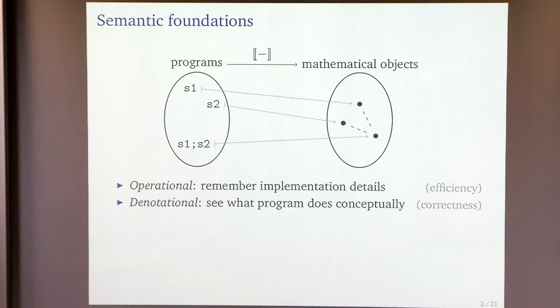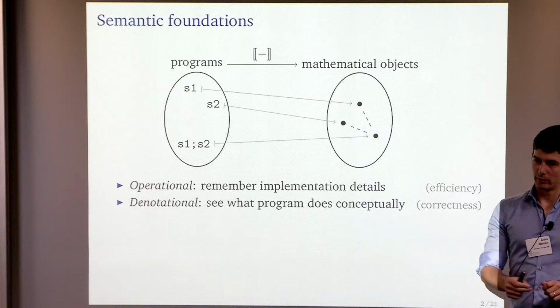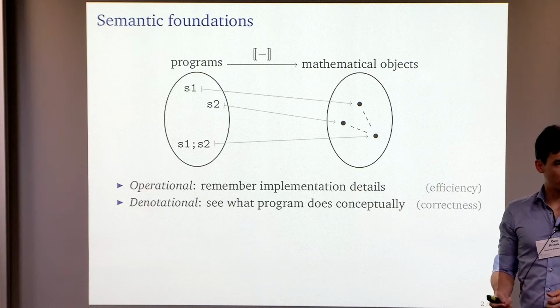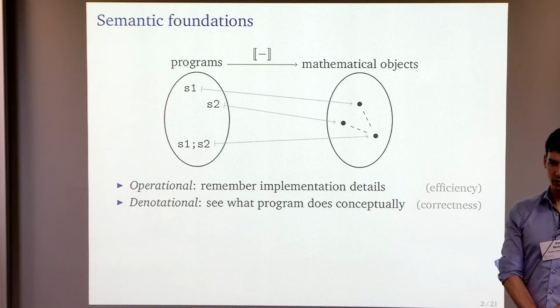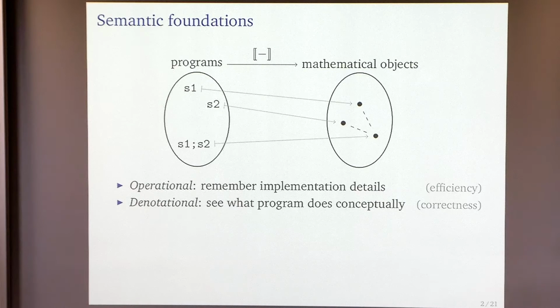The other thing you can do, and that's what I'll focus on today mostly, is denotational semantics. So there you don't really care about the actual implementation details of a program, but conceptually sort of what it does. And that's most useful if you want to talk about correctness of a program. So what does it mean to say that a program is correct? You first sort of need to know what it's correct against.